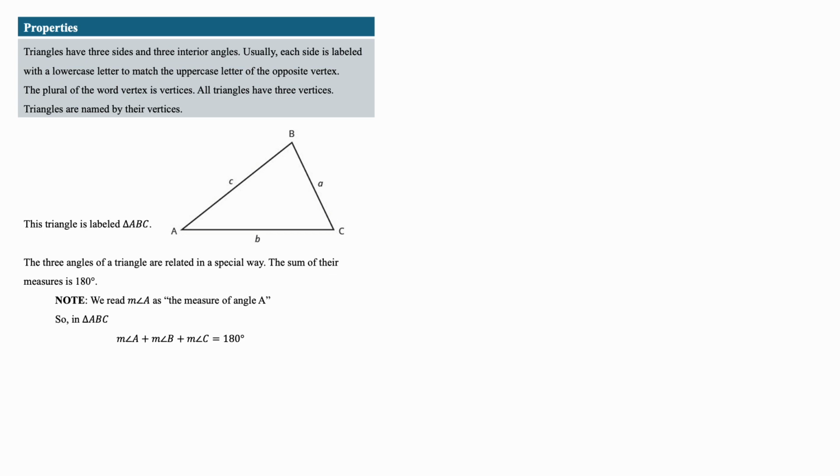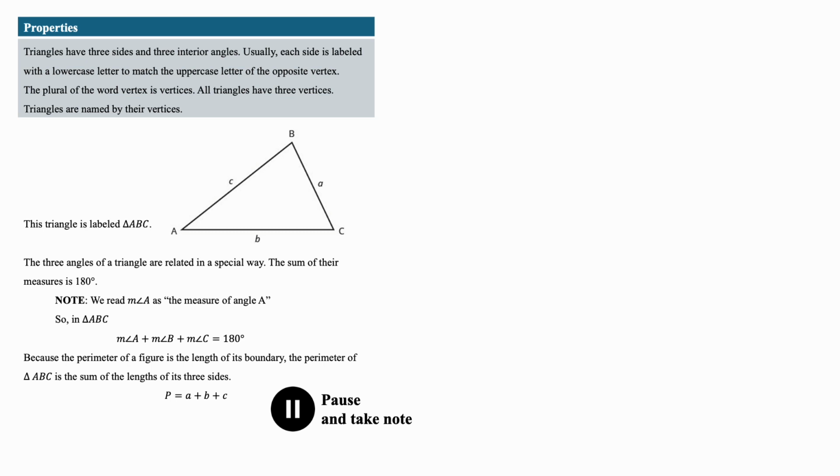C is 180 degrees. Now, because the perimeter of a figure is the length of its boundary, the perimeter of triangle ABC is the sum of the lengths of its three sides. So the perimeter is equal to the lowercase a plus the lowercase b plus the lowercase c.